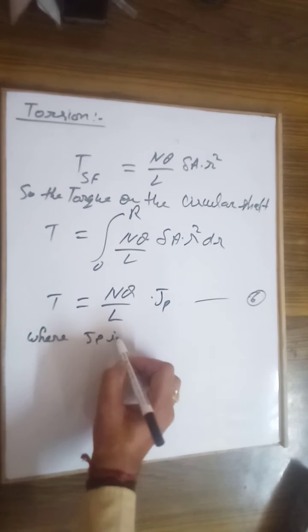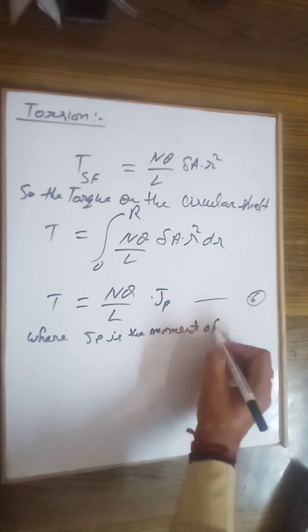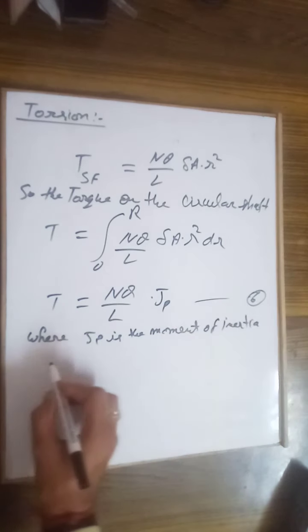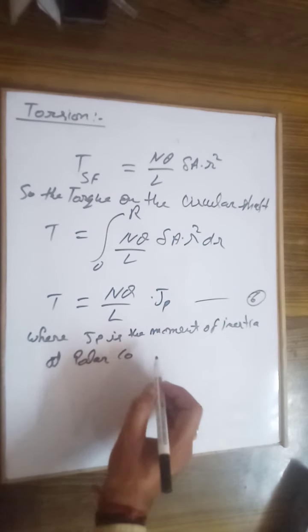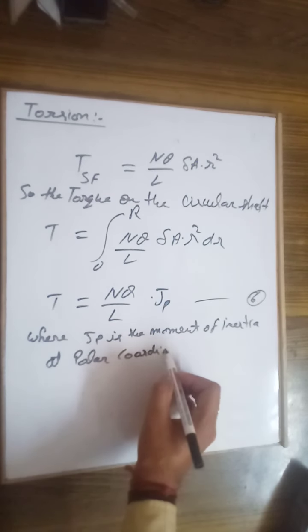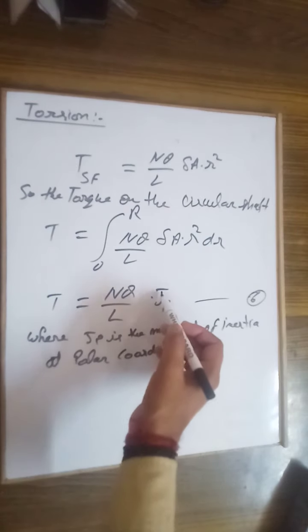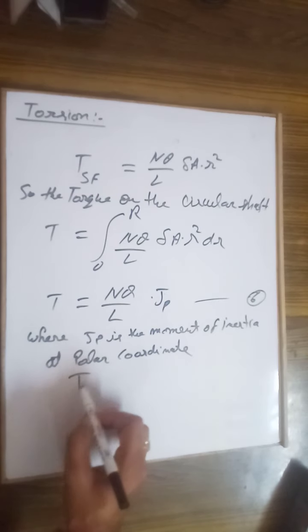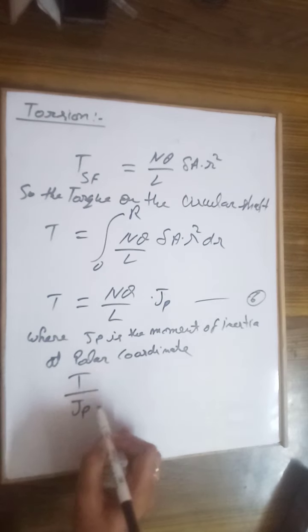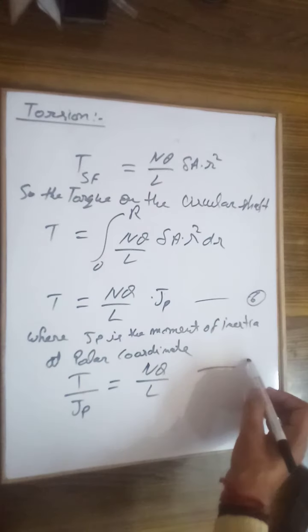And where this Jp is the moment of inertia at polar coordinate. Like this we can represent this term: if Jp goes to the denominator of this T, we can write T over Jp is equal to n theta upon L. So this is our equation number 7.